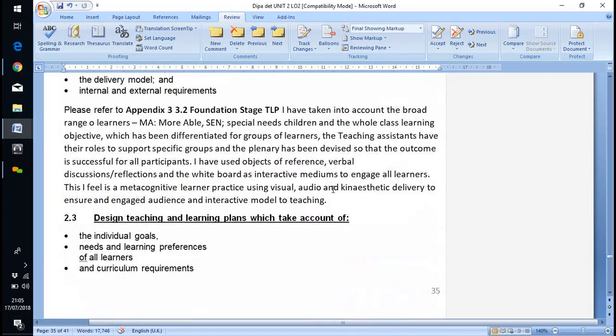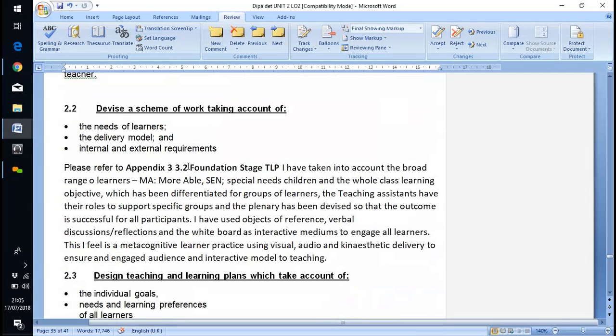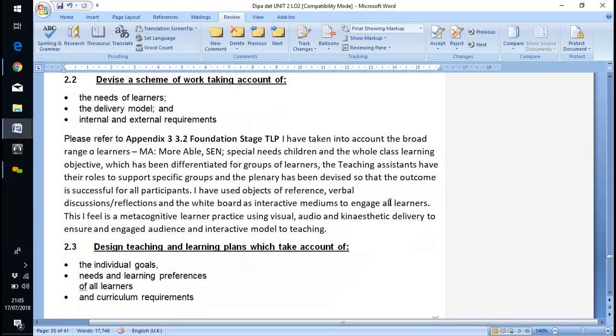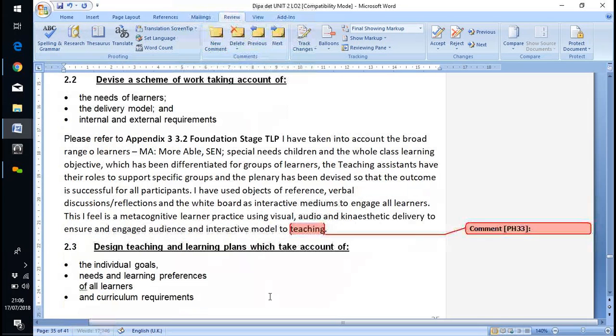Devise a scheme of work. Please refer to Appendix 3.2, taking into account the broad range of learners, SEN, special needs. I've also used objective reference for the discussion. Metacognitive learner practice and kinesthetic. That's fine. So I didn't write that much for 2.2.